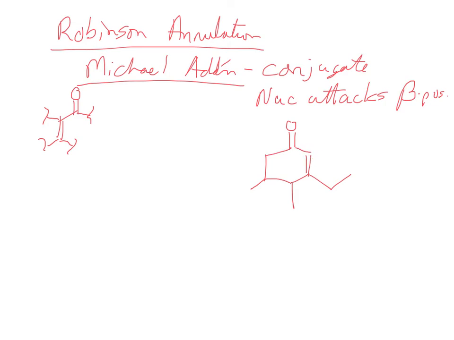What you also need to see is that the Robinson annulation is a condensation, meaning you lost water. So this pi bond is where we lost that water in the elimination. If I took one step back from here, where would the OH be? I'm going to number these carbons 1, 2, 3, 4, 5, 6. Which carbon would have had the OH? It had to be carbon 6.